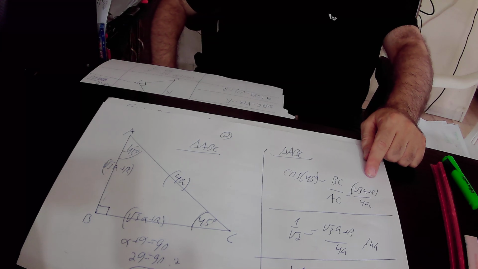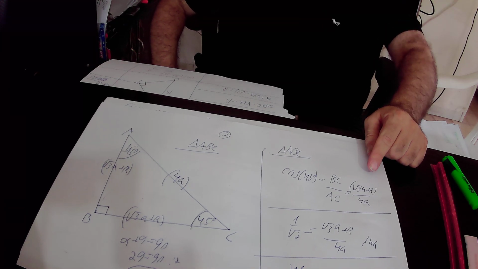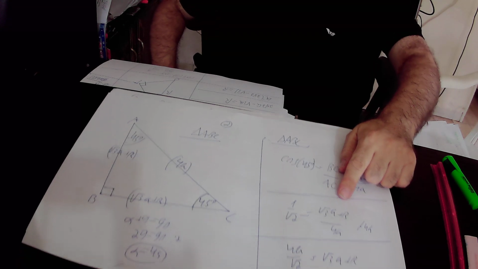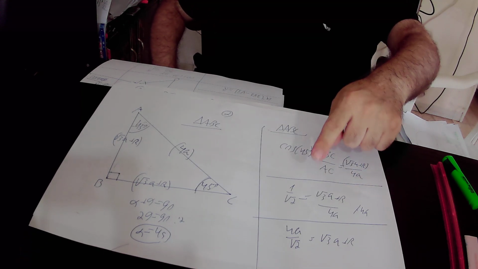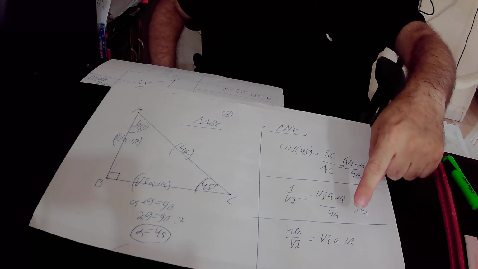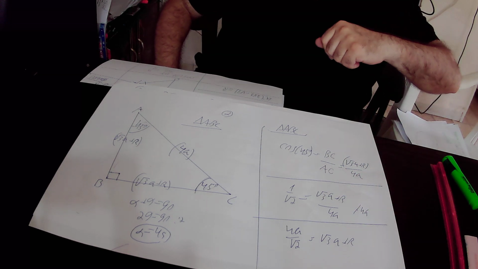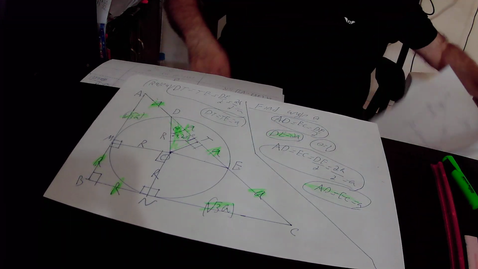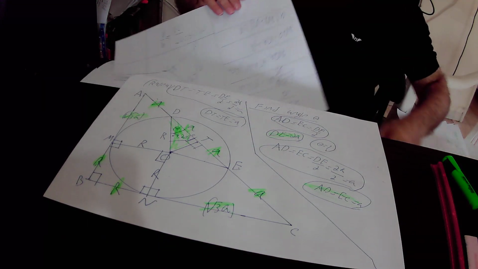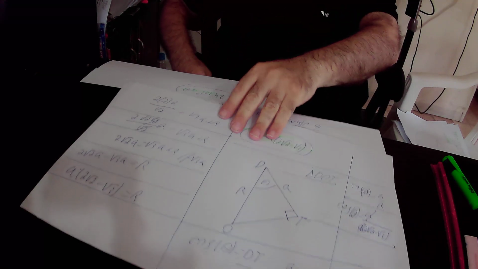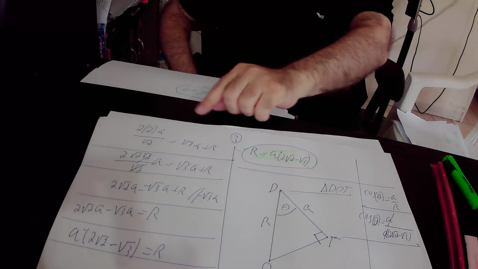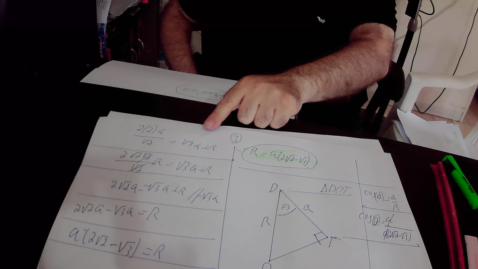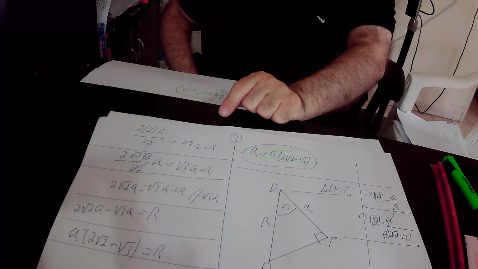So in conclusion, we found that 1 over square root of 2 equals square root of 3 times (A plus R) over 4A. We multiplied this equation by 4A and found that 4A over square root of 2 equals square root of 3 times (A plus R). Then we substituted 4 by 2 times 2, and found that 2 times 2 times A over square root of 2 equals square root of 3 times (A plus R).